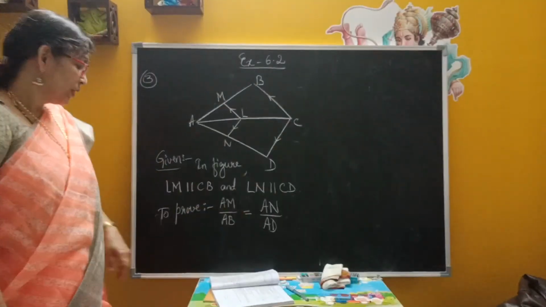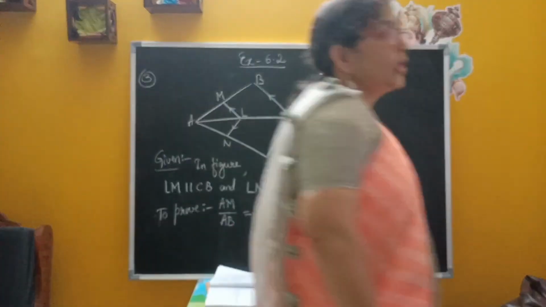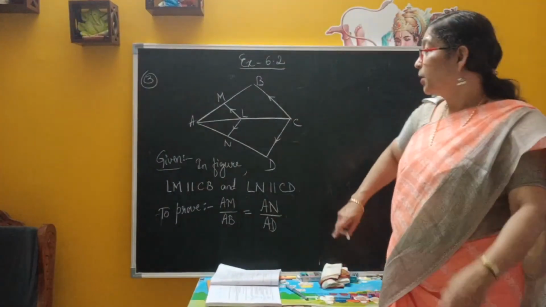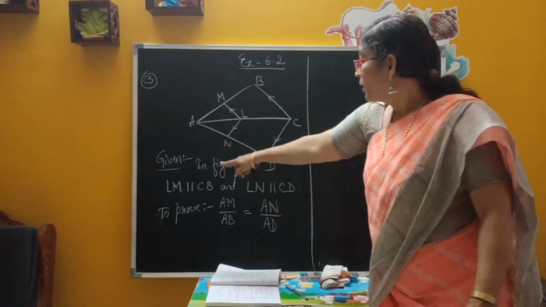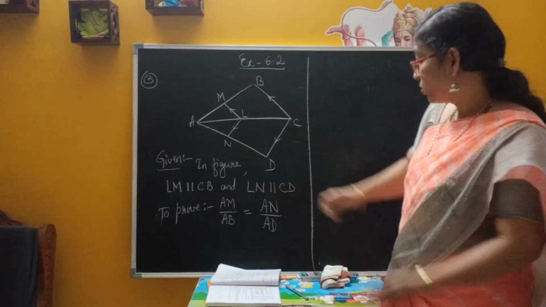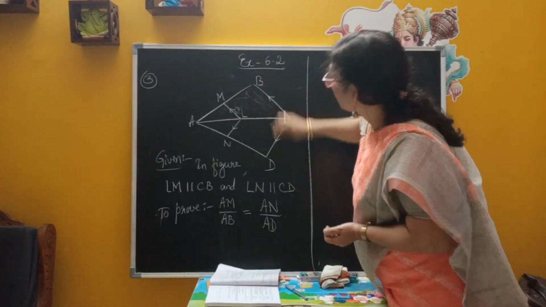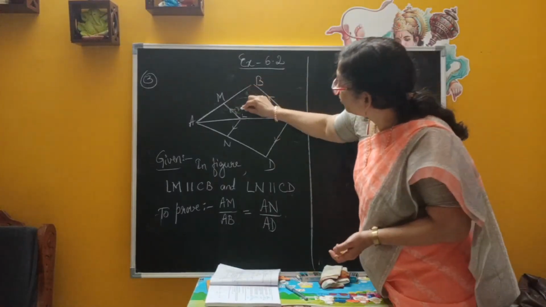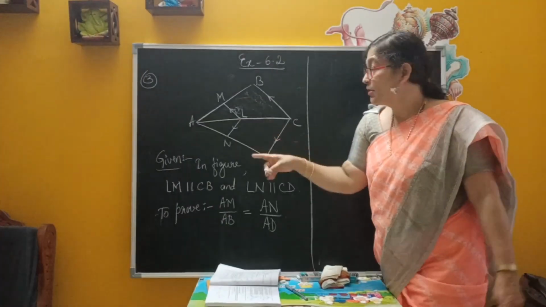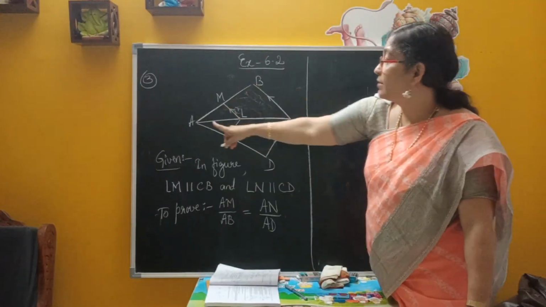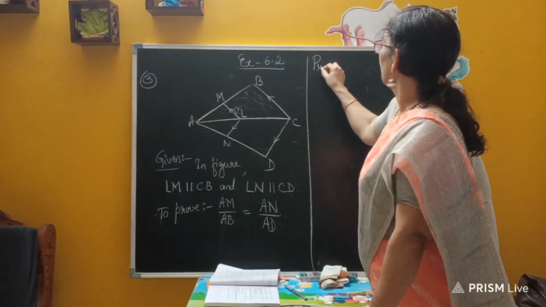Now let us go with the problem. How to prove this now? According to BPT, the basic proportionality theorem or Thales theorem, what do you say by the figure? It is given that LM is parallel to BC. So let us consider the first triangle. In this triangle, LM is parallel to BC. Then how do you write the ratios of the sides? AM by MB is equal to AL by LC.